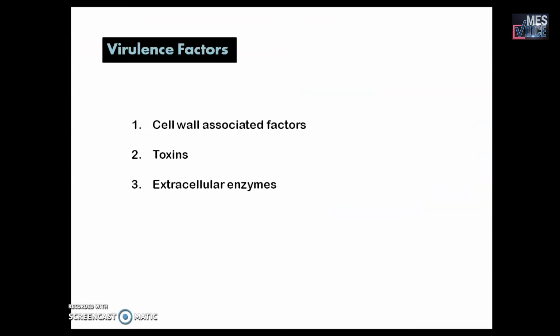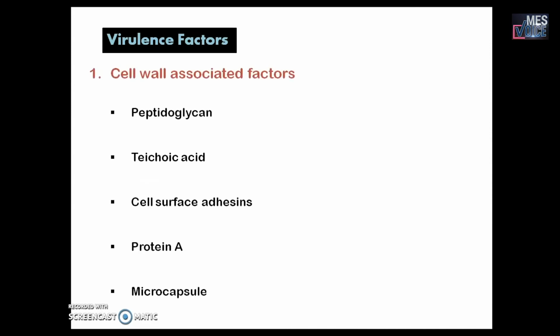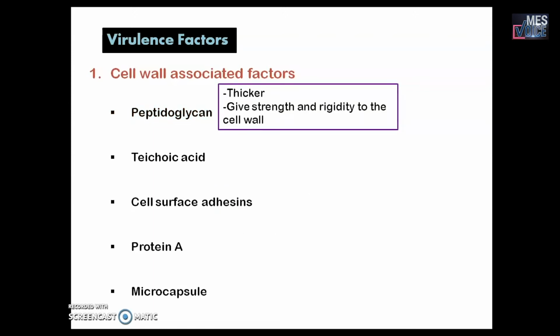Now we will learn about the virulence factors in Staphylococcus aureus. They are cell wall associated factors, toxins, and extracellular enzymes. First, we will see the cell wall associated factors. Cell wall associated factors consist of peptidoglycan, teichoic acid, cell surface adhesins, protein A and microcapsule.